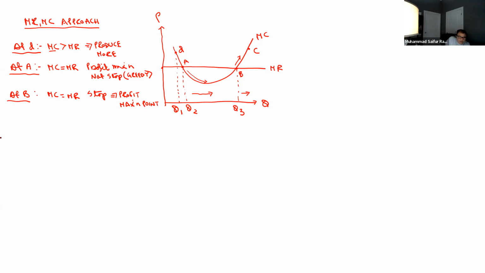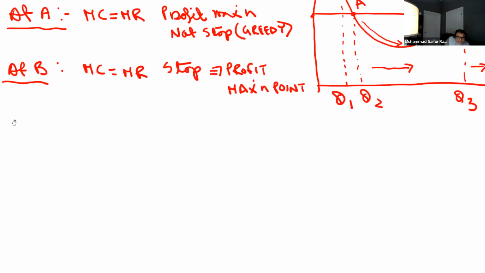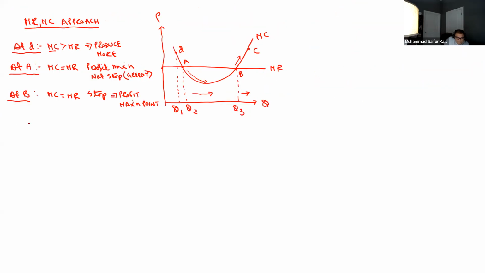Now, the final point that I'm going to look at is C. At C, we look at a very similar kind of problem like D, where marginal cost at C, let's call C an output level of, let's say, Q4. Marginal cost is again higher than marginal revenue.